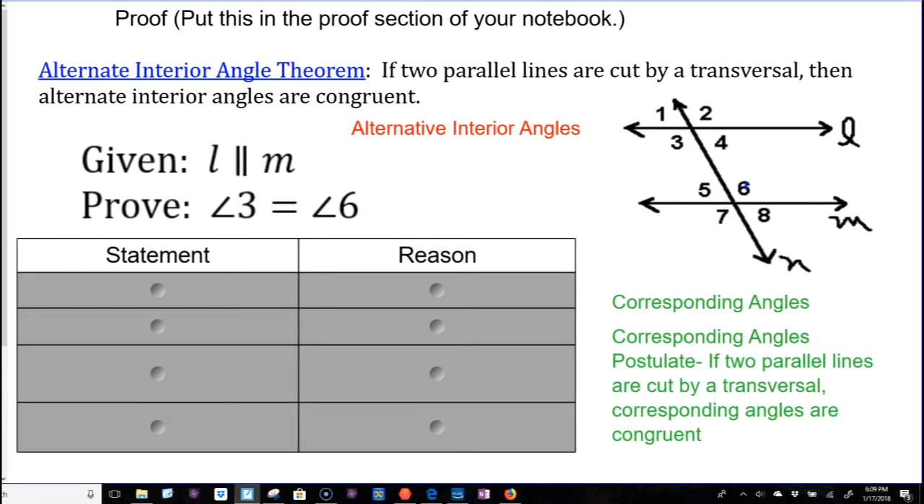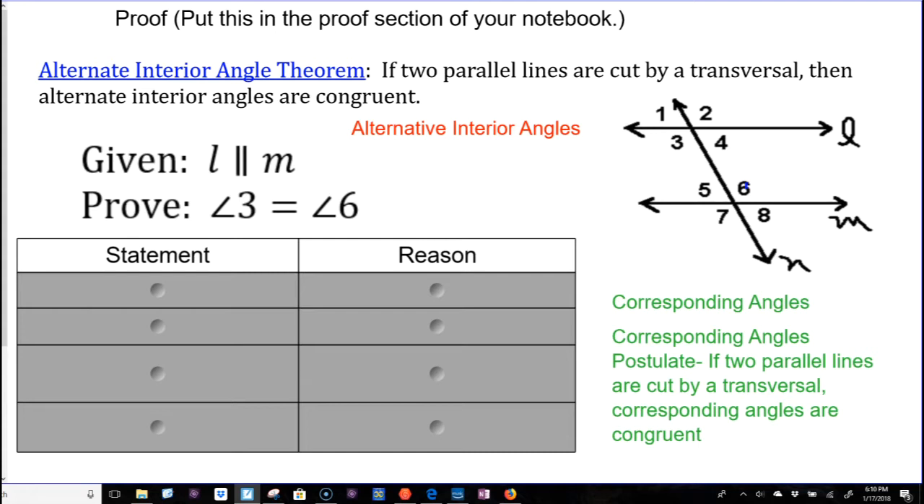Alright, if you haven't done so already, go ahead and copy down the given information that you see on the screen. This is going to be the information that's provided to us to start the proof. Make sure that you have copied it down into the theorem section of your notebook. If you have not already done so, go ahead and pause the video and then come back to us and we'll get started on the proof.